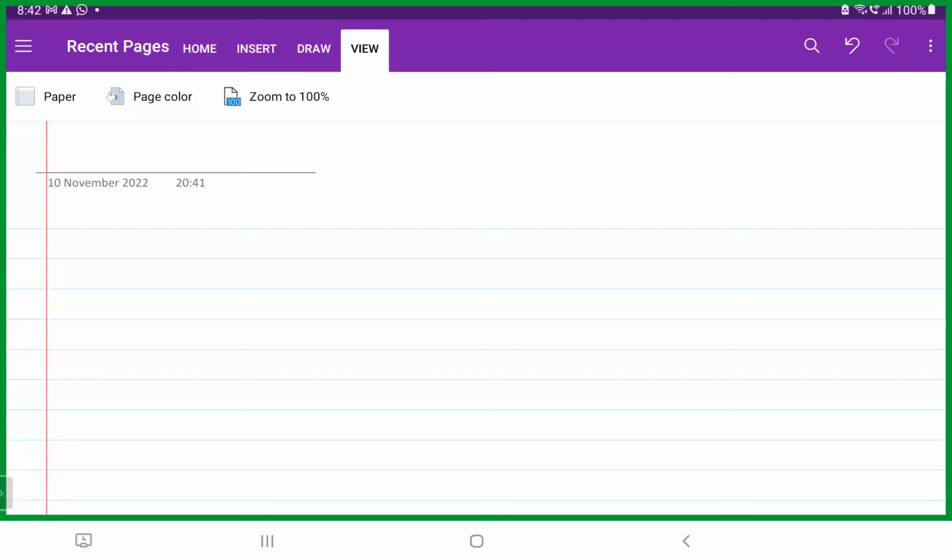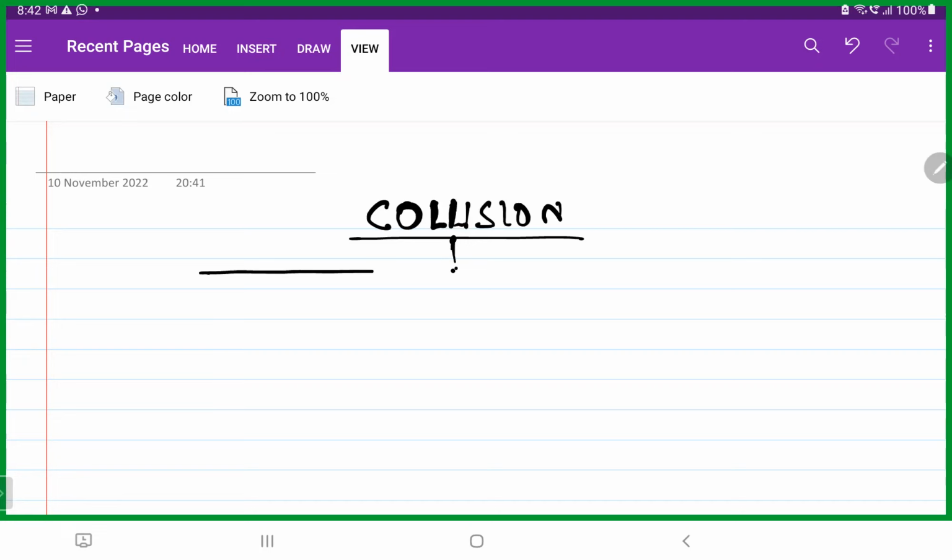Okay, so let's discuss collisions. It's an important topic related with center of mass, system of particles, and everything. Based on NEET and JEE questions, we can divide it directly into two parts.